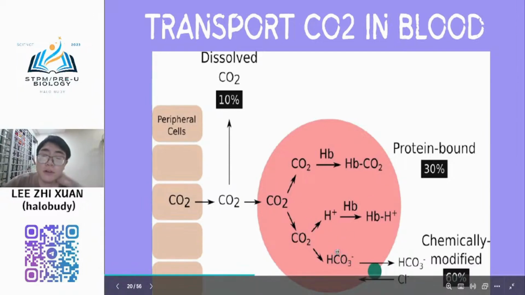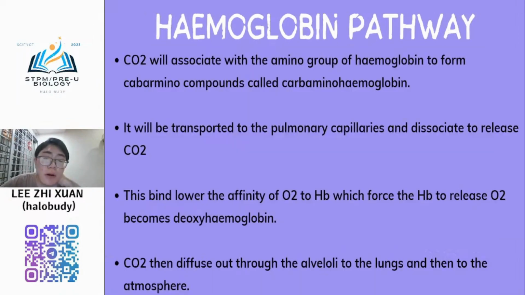Okay, the most important part is this chemically modified pathway, because the larger portion of the carbon dioxide, about 60% but some books say about 70%, goes through it. Any figure, but it is larger. Almost all the carbon dioxide will pass through this pathway. Okay, firstly I will explain the hemoglobin pathway.